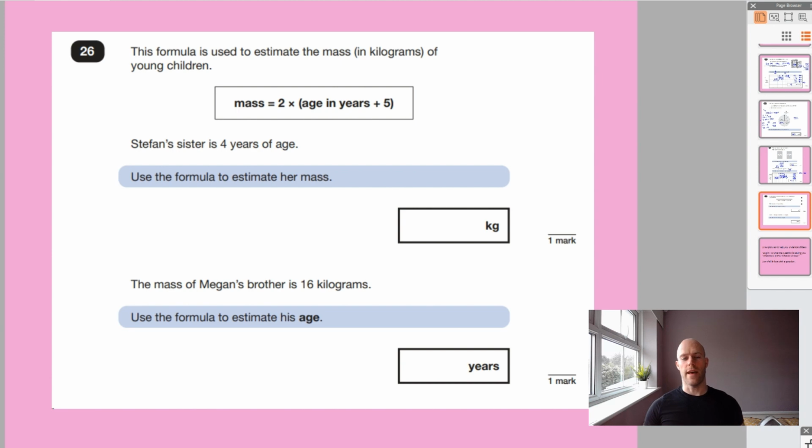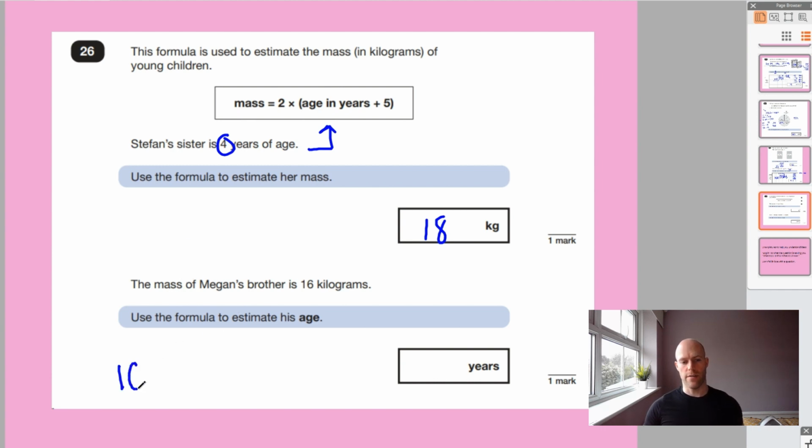This formula is used to estimate the mass in kilograms of young children. Mass equals 2 times age in years plus 5. Stefan's sister is 4 years of age. Use this formula to estimate her mass. We do the brackets first. 4 add 5 is 9. Times by 2 is 18. Just go for the mass. Plug that number in there. You've got a 4. Plug that in. 18 kilograms.